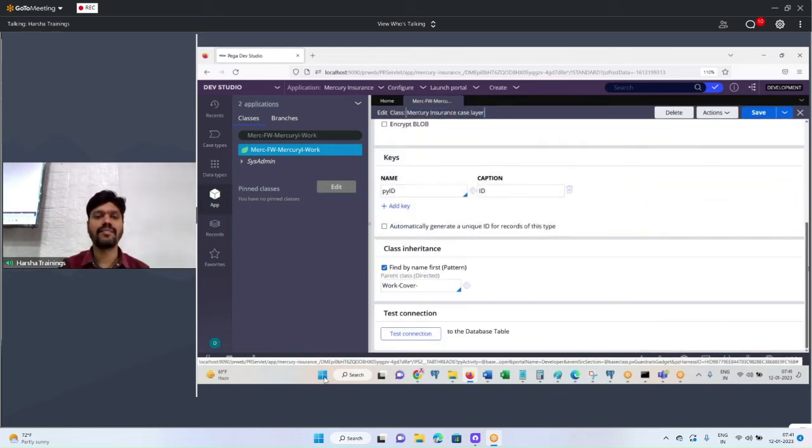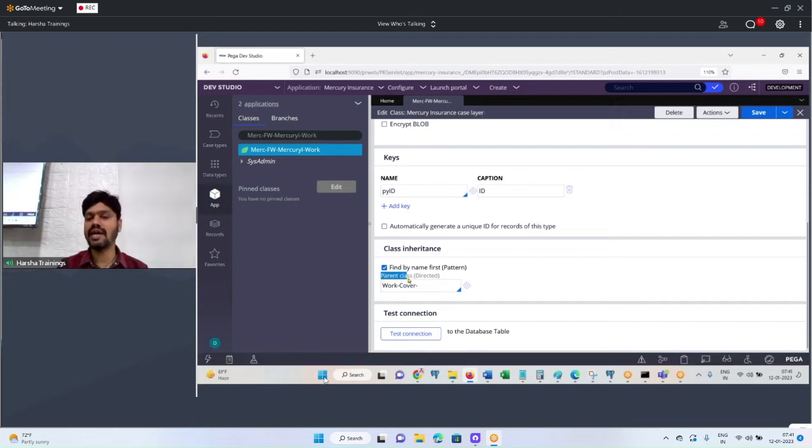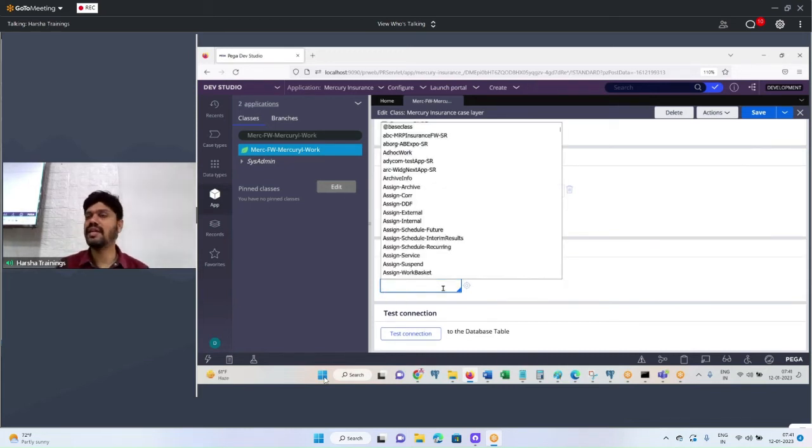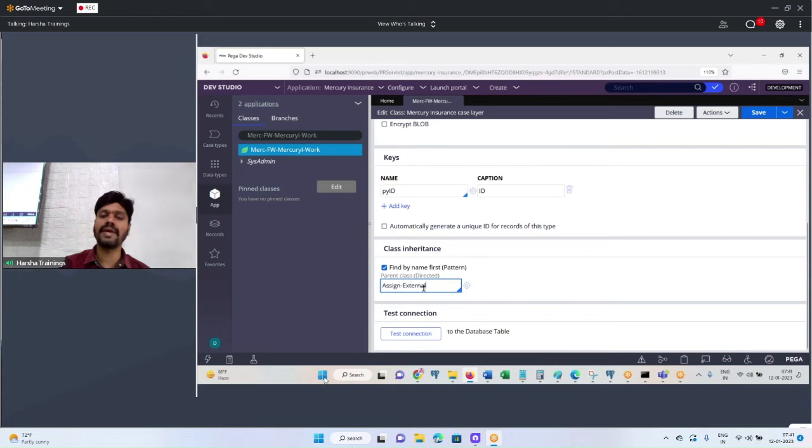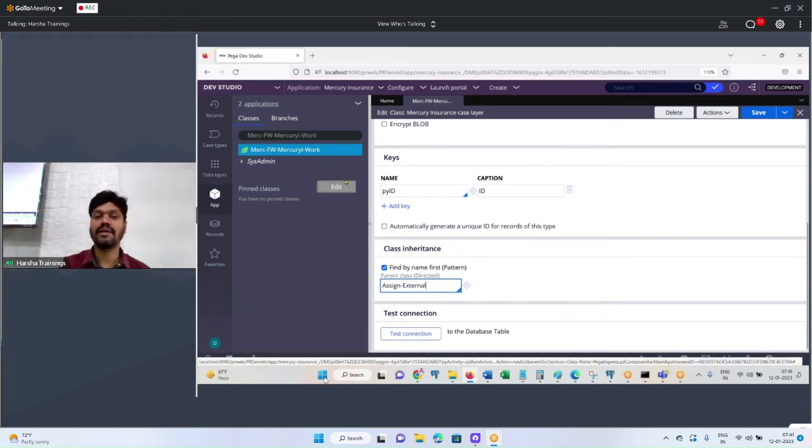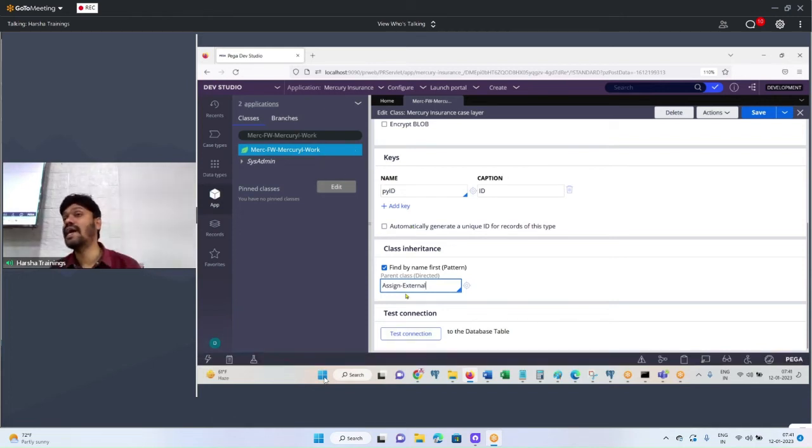Scroll down. You can specify the parent class of a class under this drop down. If you go to the definition of a class, there is an option called parent class directed. This is a drop down. Here you can choose a class. Then that class is going to be the parent class of the current class. But this is not pattern. This is called direct parent. What is it called?